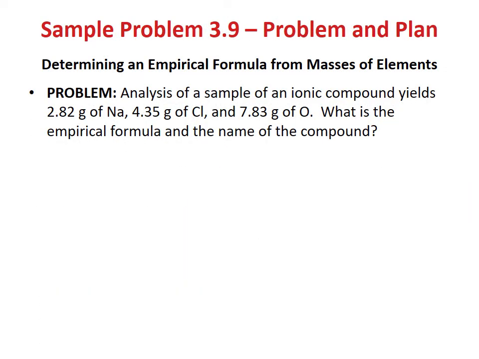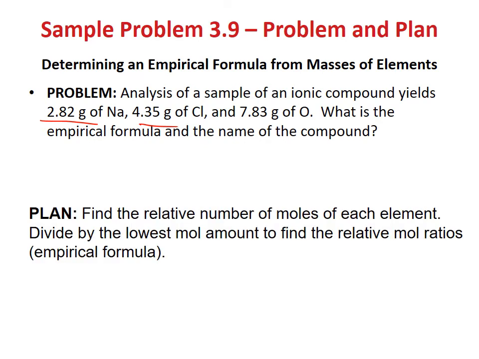Sample problem 3.9. Analysis of a sample of an ionic compound yields 2.82 grams of sodium, 4.35 grams of chlorine, 7.83 grams of oxygen. What is the empirical formula and the name of the compound? Compare with problem 3.8. You can see here are grams of each element given instead of number of moles. But first we need to calculate the moles of each element, and then we find the relative number of moles of each element divided by the lowest mole amount to find the relative mole ratios.